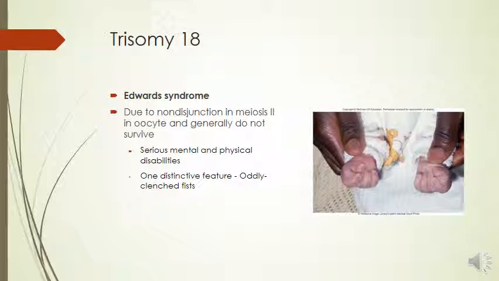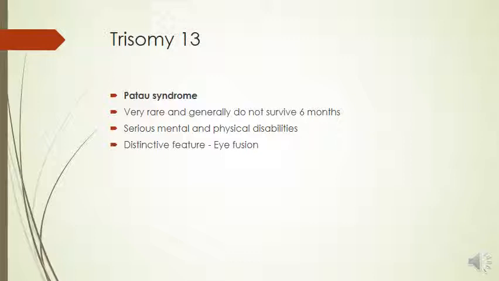Trisomy 18 or Edwards syndrome is due to non-disjunction in meiotic division number 2 in the oocyte, and generally these babies do not survive. They have serious mental and physical disabilities. They have a distinctive feature: oddly clenched fists. Trisomy 13, Patau syndrome, is very rare, and generally these babies do not survive 6 months. They have serious mental and physical disabilities, and one of their distinctive features is eye fusion, where they may have no eyes, or they may have just one eye.